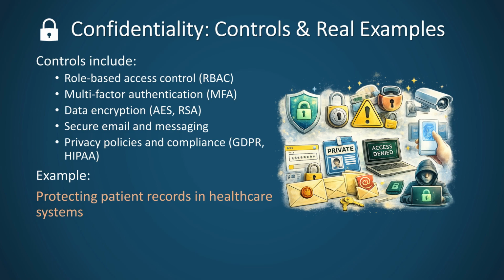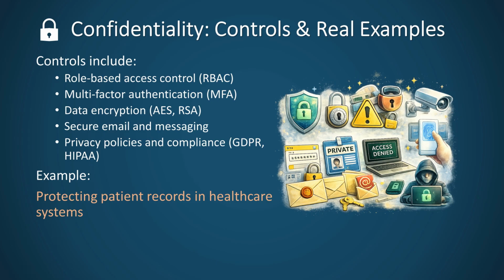Now let's look at how confidentiality is actually enforced in day-to-day practice. It's not just theory. Organizations use specific controls to make sure sensitive information stays private. The first control is role-based access control, RBAC. This simply means people only get access to the information they need for their job. For example, HR staff can see employee records, but someone in marketing cannot. This prevents unnecessary exposure of sensitive data.